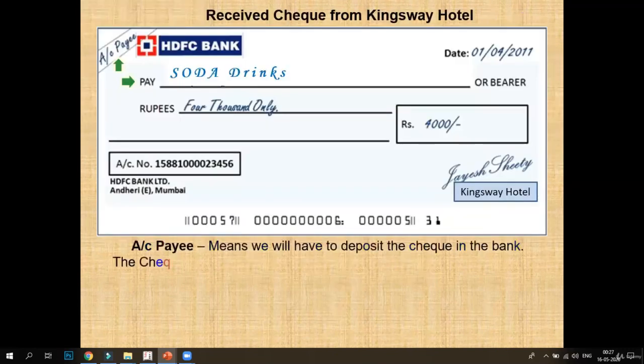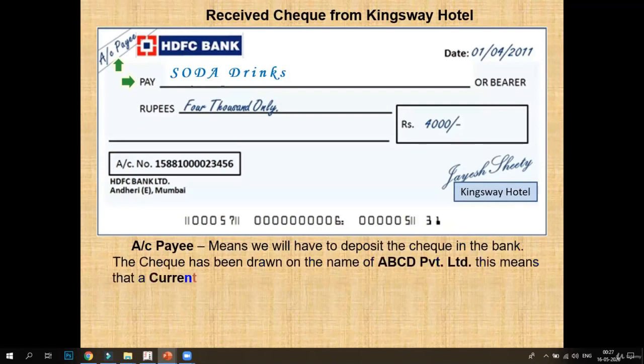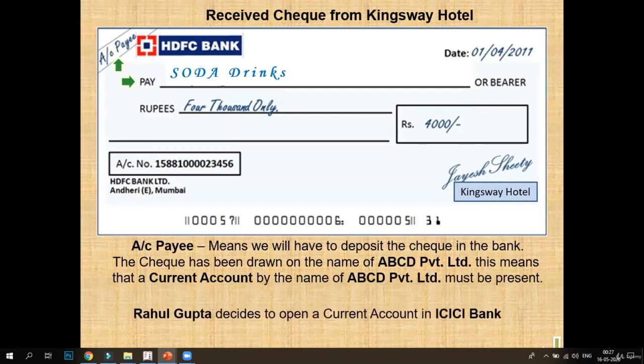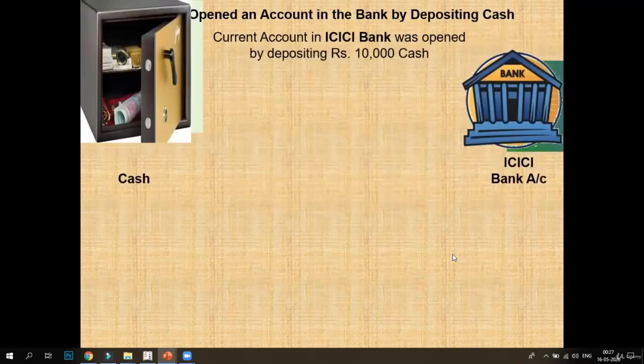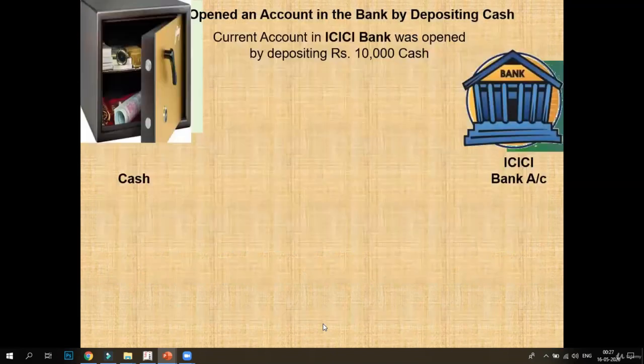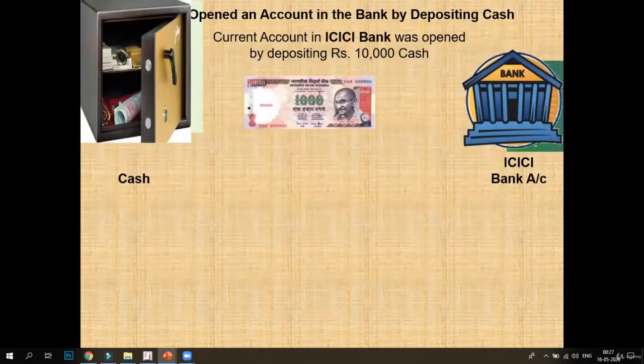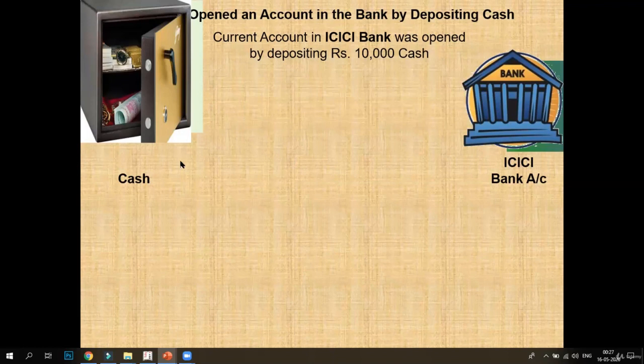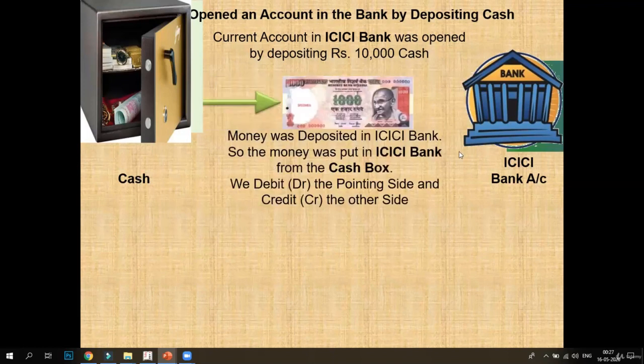Now next transaction is we have received a check from Kingsway Hotel. So here what will be happening? The Kingsway Hotel is giving us the check. So here we will have to deposit the check in the bank, and for that we have to open the current account in the bank first. So Rahul Gupta decided to open a current account in ICICI Bank. For opening the account, he decided to deposit some cash of company in the ICICI Bank.